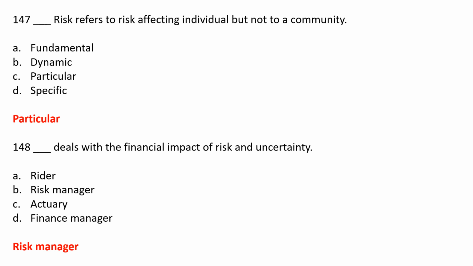Then dash deals with the financial impact of risk and uncertainty. Option A, rider; option B, risk manager; option C, actuary; option D, finance manager. The correct answer is option B, risk manager. So risk manager deals with the financial impact of risk and uncertainty.